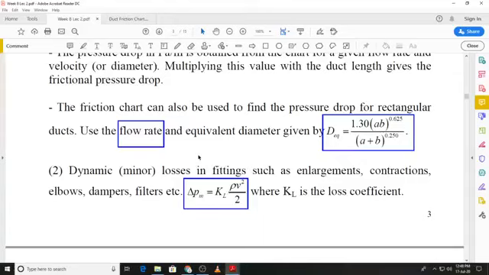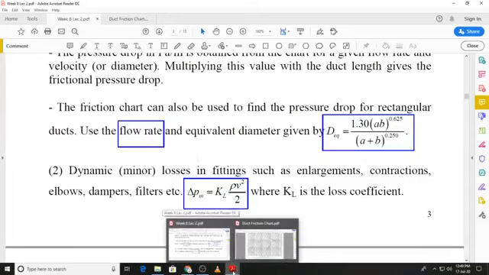With circular ducts, we have a choice that we can use either the velocity and volume flow rate to find out the pressure drop per unit length. We can also find out the pressure drop by using the diameter and volume flow rate. So this is a restriction that you have to keep in mind. I will now go to the friction chart, and then we'll look at how do we actually use it.